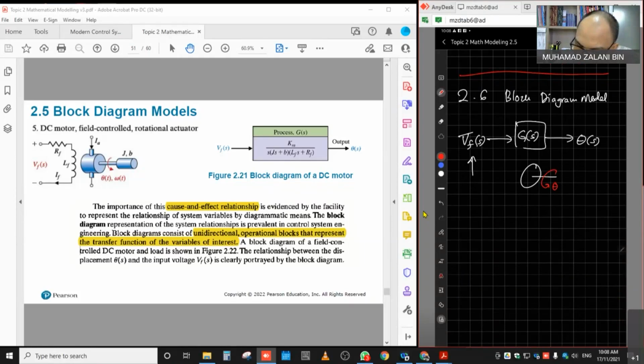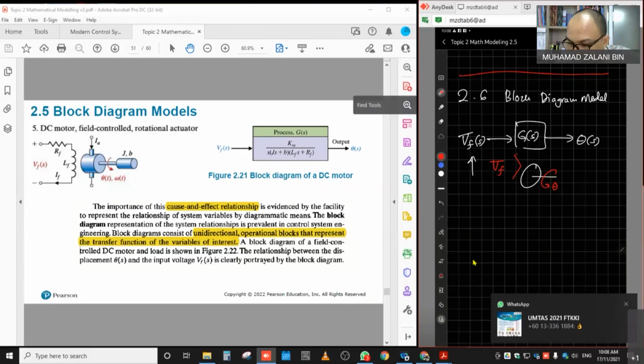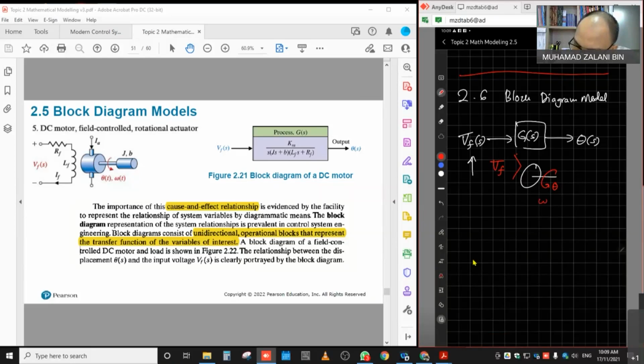So if we give this input V and increase it, it will increase the rotation, so theta will be increasing. The rate of change of theta is omega, right? All of you know that in mechanics, if we take the derivative of theta, we get omega, which is the angular velocity.